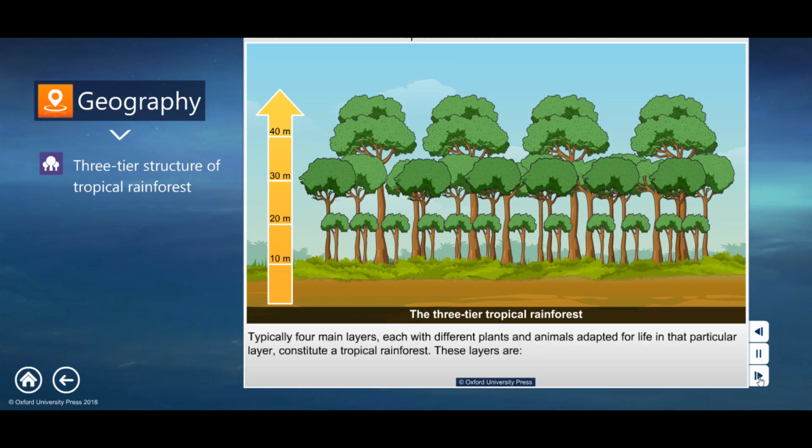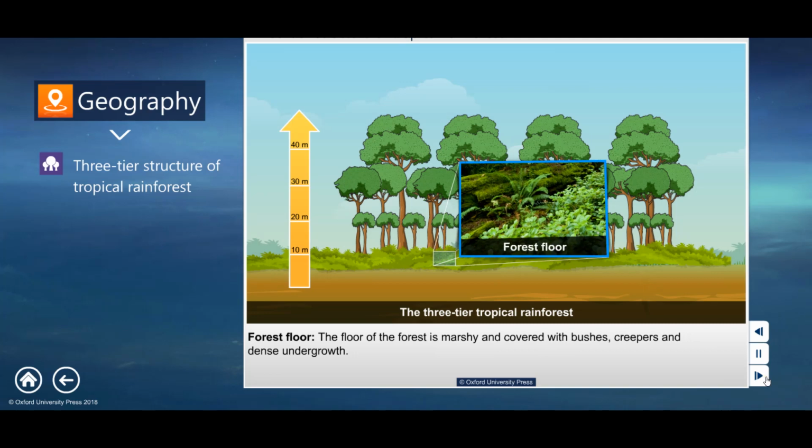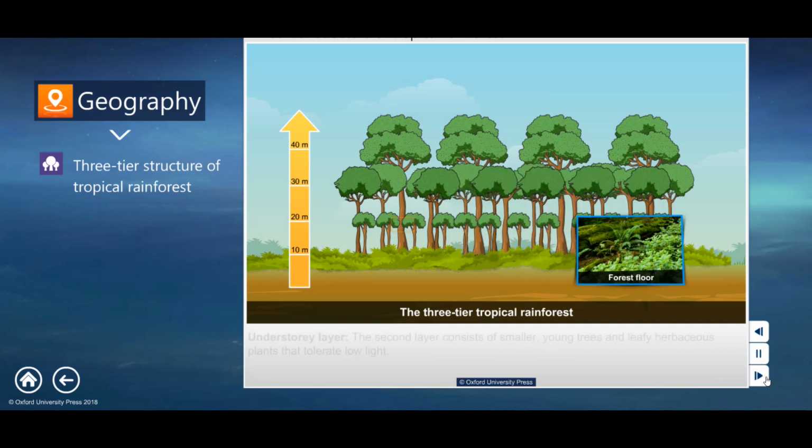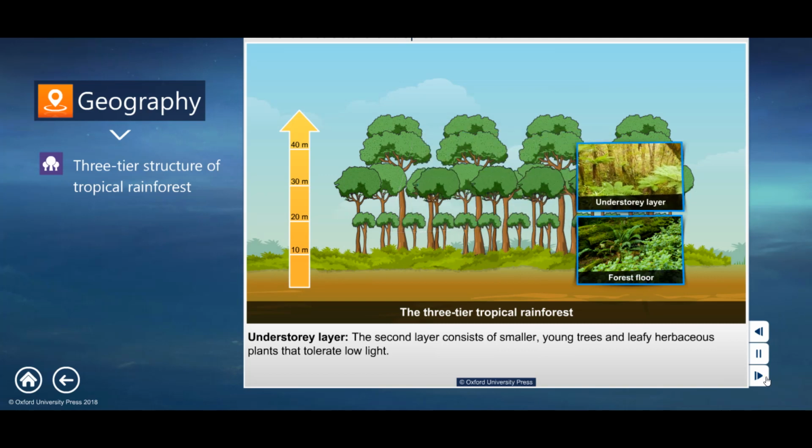Typically, four main layers, each with different plants and animals adapted for life in that particular layer, constitute a tropical rainforest. These layers are forest floor, understory layer, canopy layer, emergent layer. Forest floor. The floor of the forest is marshy and covered with bushes, creepers, and dense undergrowth. Understory layer. The second layer consists of smaller, young trees and leafy herbaceous plants that tolerate low light.